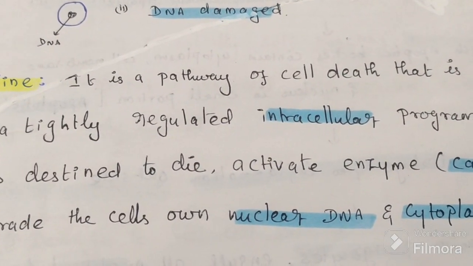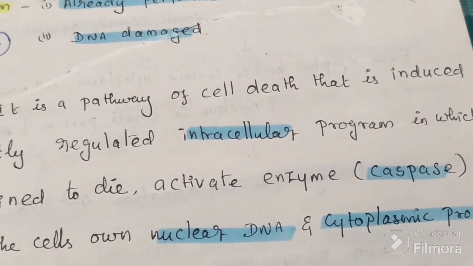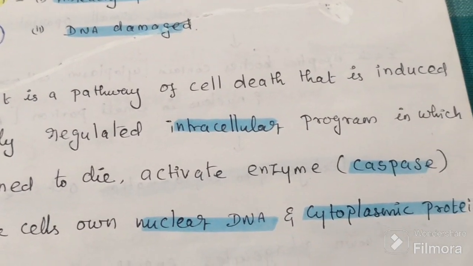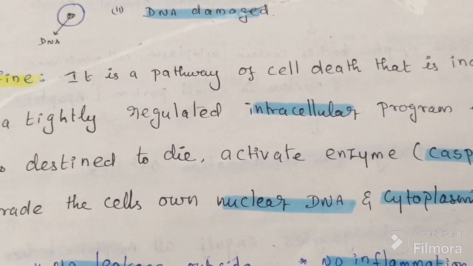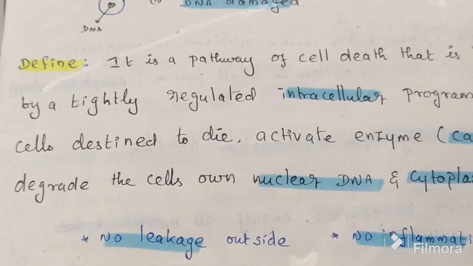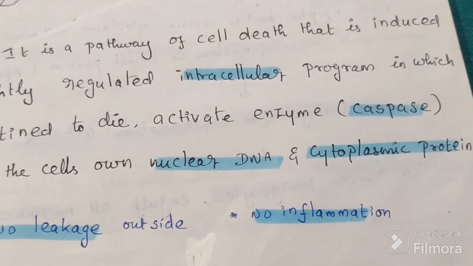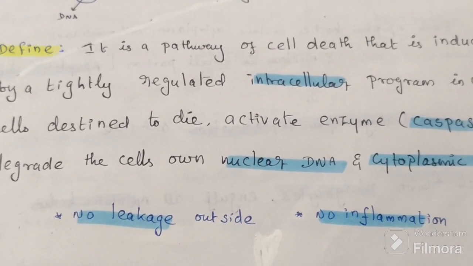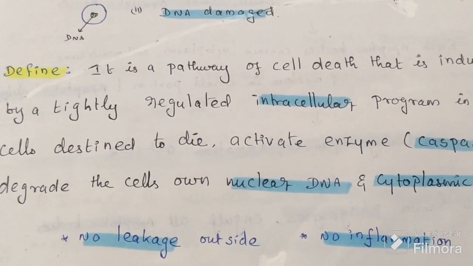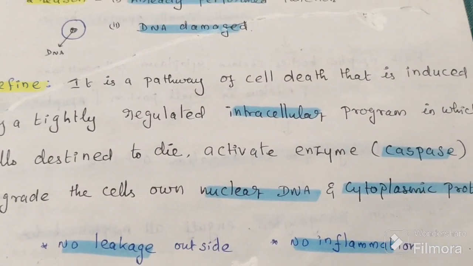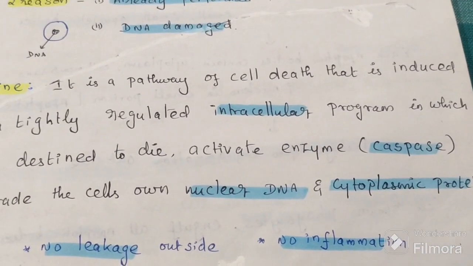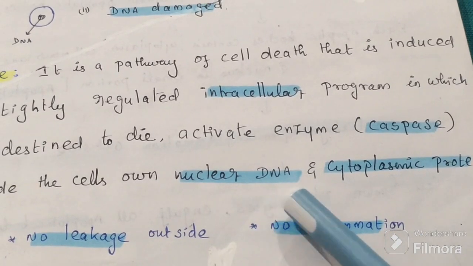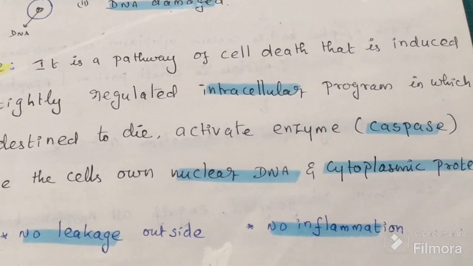It is a pathway of cell death that is induced by a tightly regulated intracellular program in which the cell destined to die activates the caspase enzyme, which degrades the cell's own nuclear DNA and cytoplasmic protein.